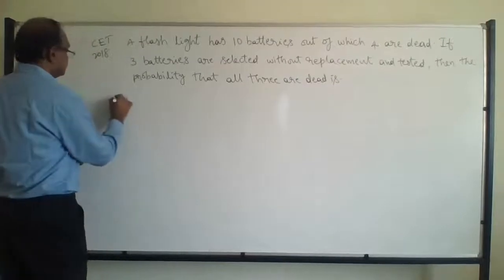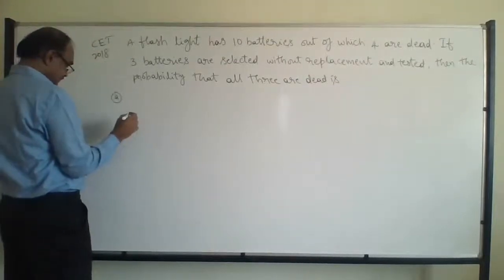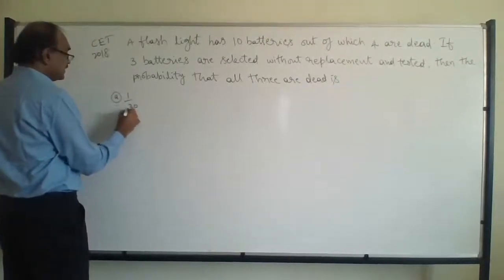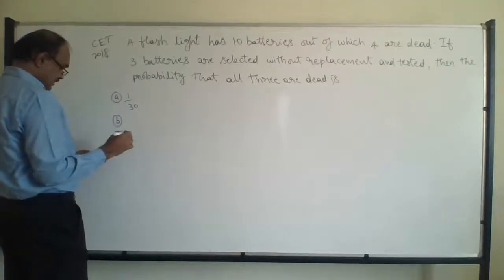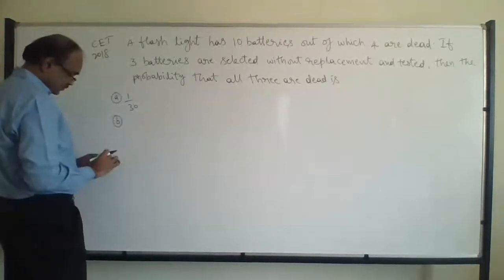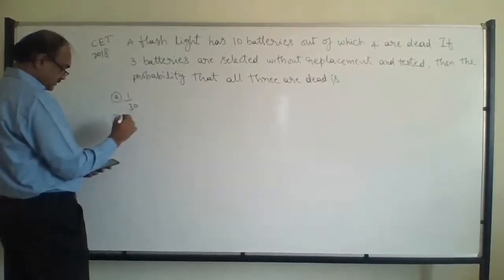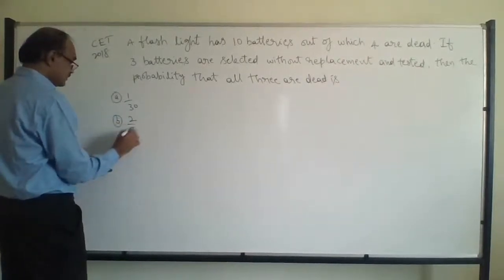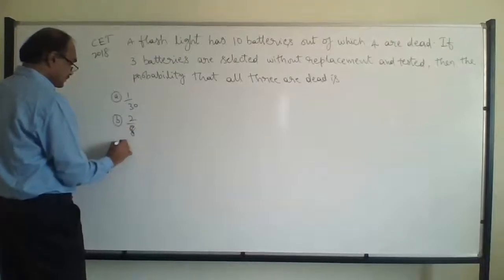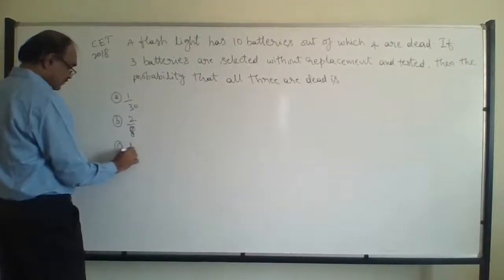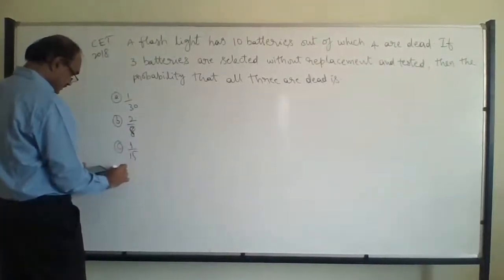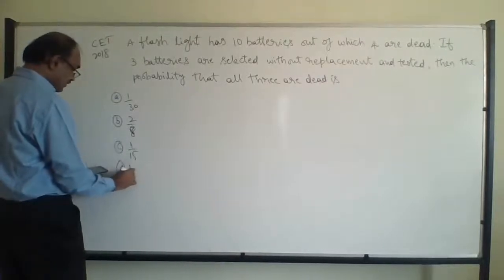Options are A, 1 by 30; B, 2 by 8. Why is it 2 by 8? It should have been 1 by 4. Okay, C, 1 by 15; D, 1 by 10.